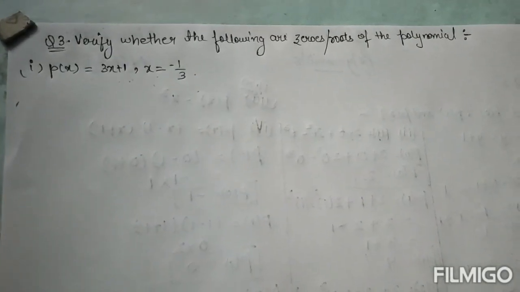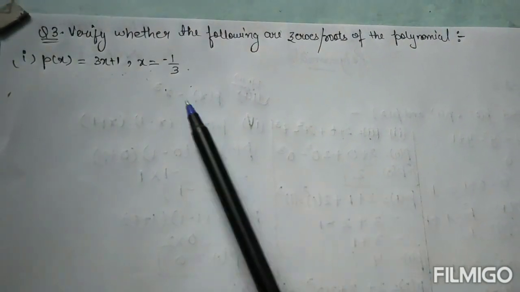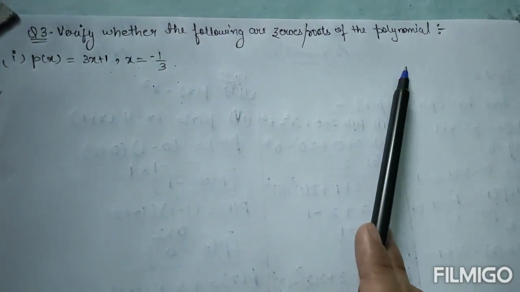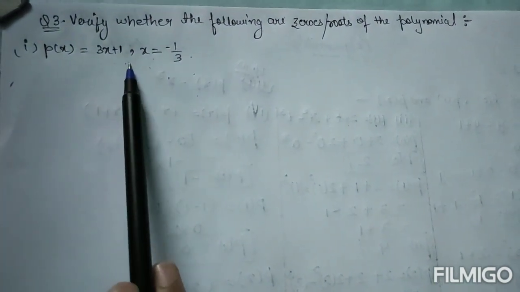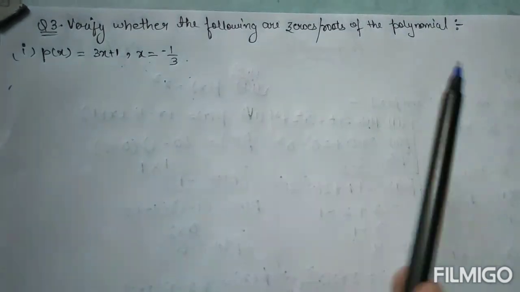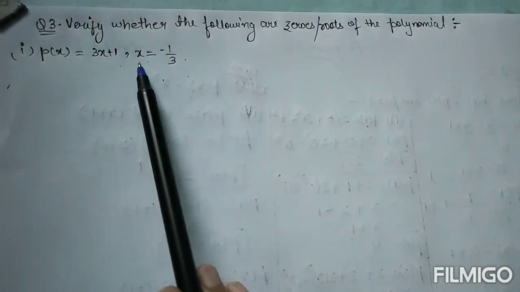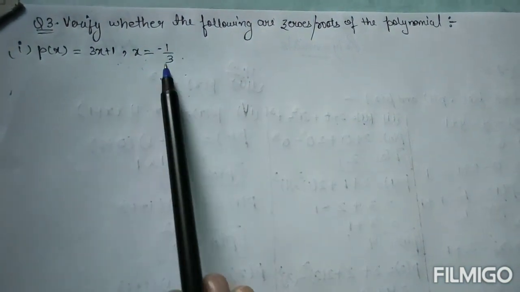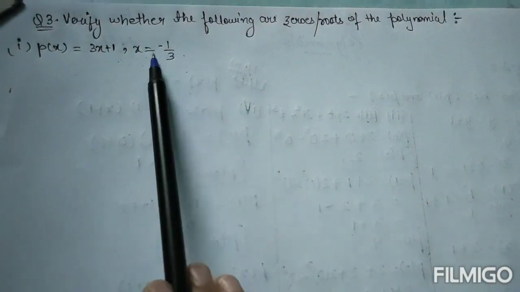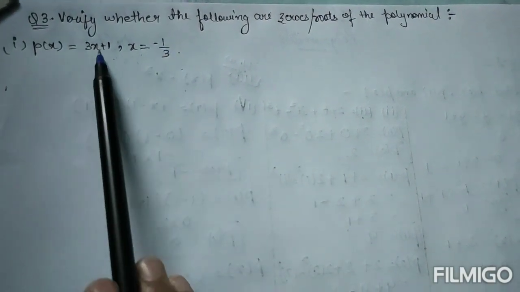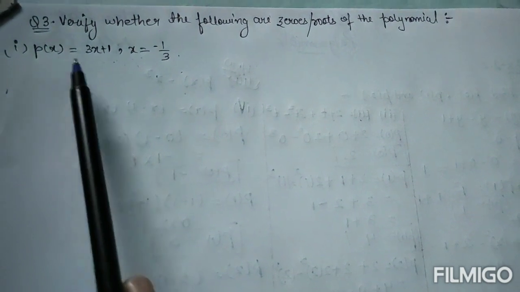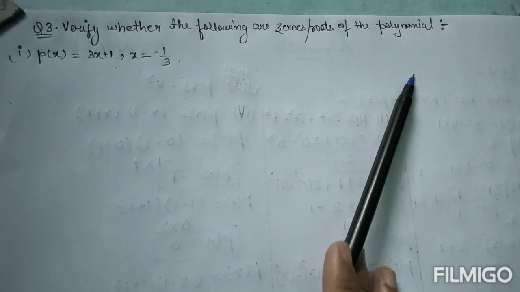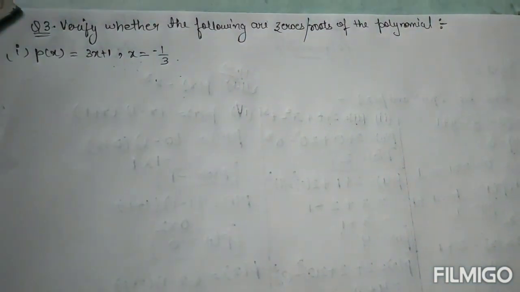So let's tackle another question, that is the third. Verify whether the following are zeros or roots of the polynomial p(x) equal to 3x plus 1 at x equal to minus 1 by 3. That is, you have to verify that this polynomial should be 0 at x equal to minus 1 by 3. If you put minus 1 by 3 in place of x, this polynomial should be 0. Then only you can say that yes, it is a zero of this polynomial. Clear?